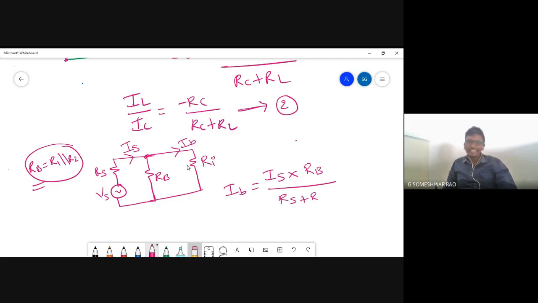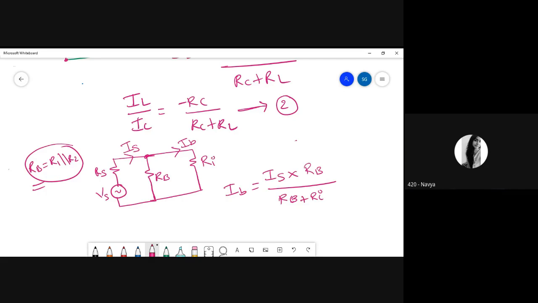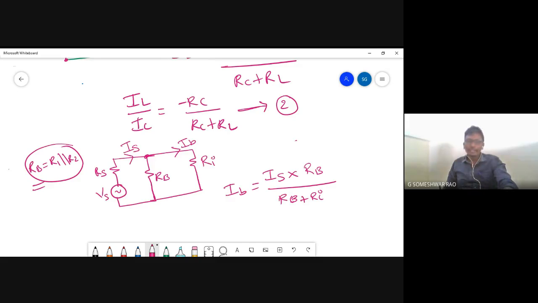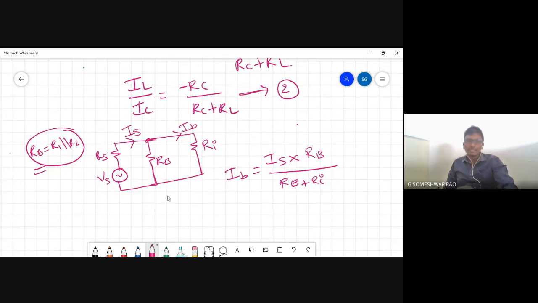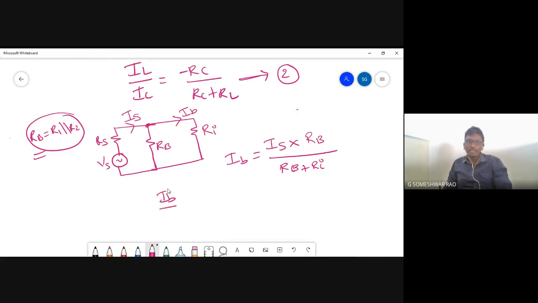I'm sorry. So what must this one be? This one is nothing but RB plus RI. Is it okay? Now what is required? What is the required ratio actually? The required ratio is IB by IS. What is IB by IS? RB by RB plus RI. Call this equation number 2, 3.